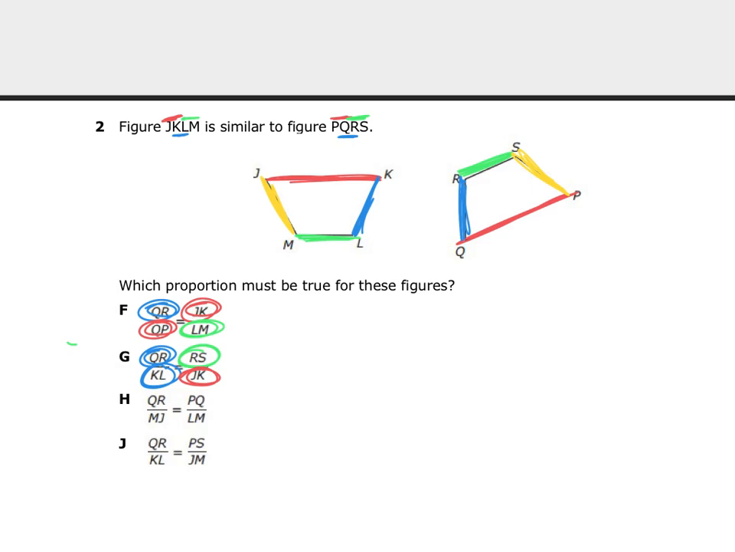H, QR, which is blue, to MJ, which is yellow, to PQ, which is red, and LM, which is green. Does that follow a pattern? No. J, we have QR, which is blue, KL, which is blue, PS, which is yellow, and JM, which is yellow. Does that one have a pattern? Yes. So the answer here has to be J. If you took the time to show your colors, that one comes out pretty easy.